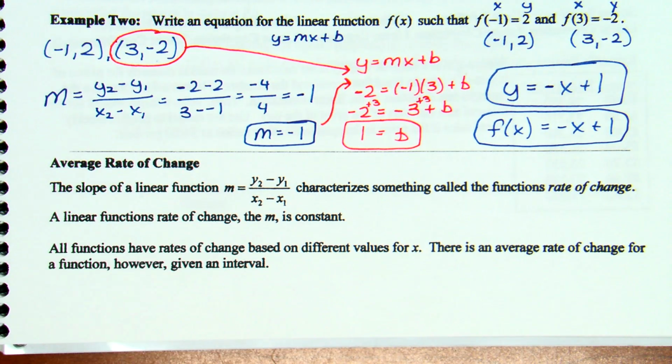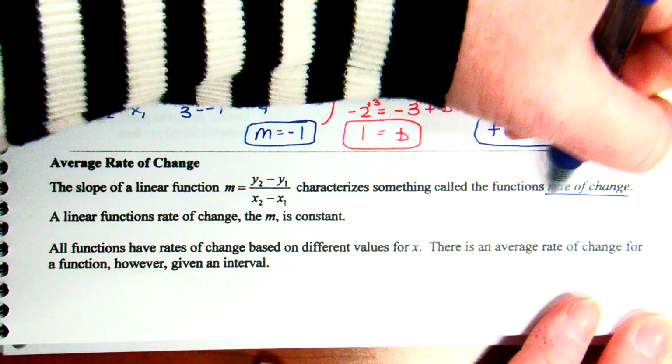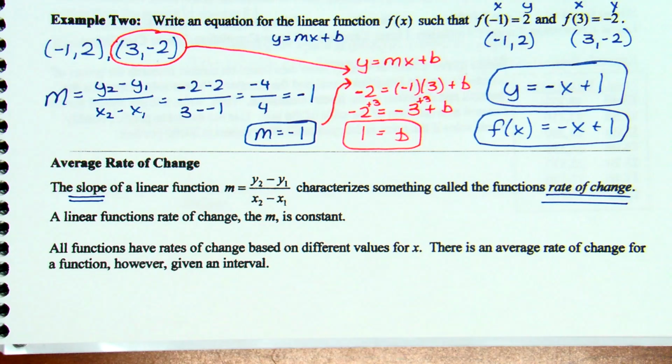The slope. We've already talked slope today, right? That's essentially what average rate of change is, guys. The slope of a linear function, m equals y2 minus y1 over x2 minus x1, characterizes something called the function's rate of change. So when we're talking about rate of change, we're essentially talking about slope, at least in terms of linear functions. A linear function's rate of change, the m, is constant.